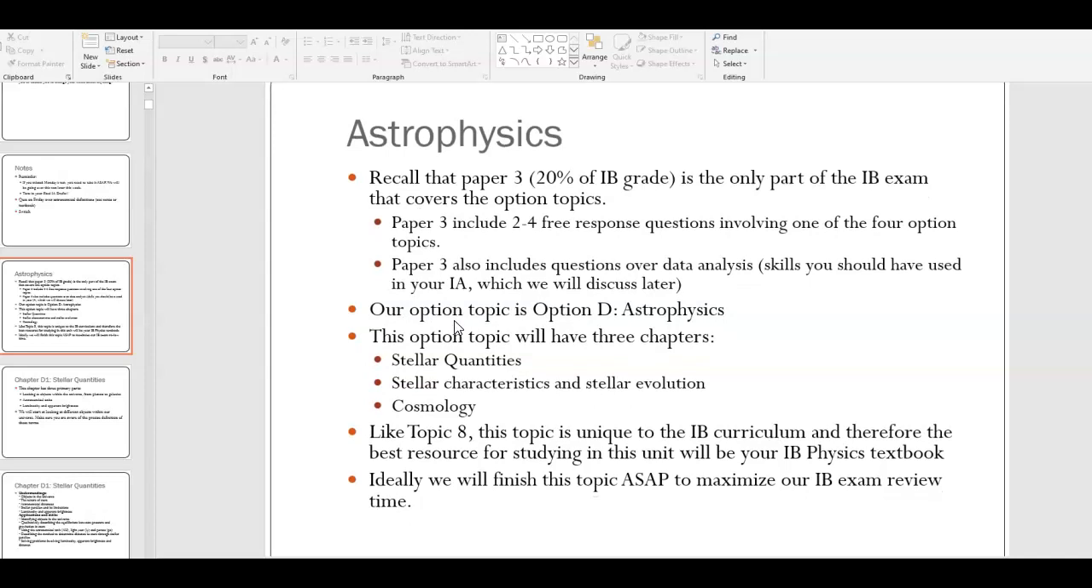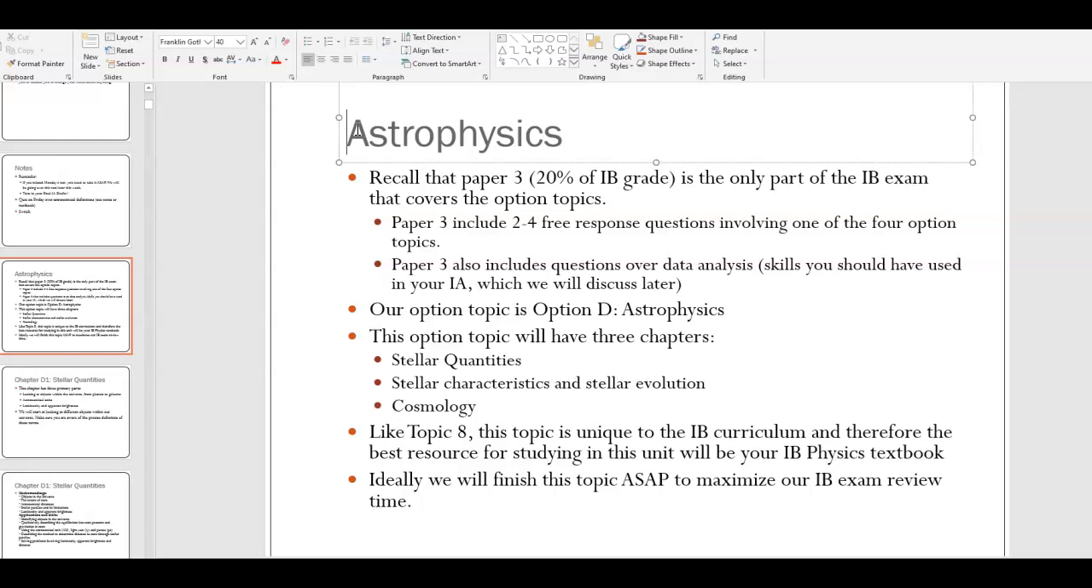So astrophysics is an option topic, and what that means is that you have the 8 core topics that we've covered. You've got uncertainty and measurement, mechanics, thermal physics, waves, electricity and magnetism, circular motion and gravity, atomic and nuclear physics, and particle physics, and then you have energy production, which we just finished, topic 8. So astrophysics is not one of the 8 core topics. It's an option topic, and there's 4 different option topics.